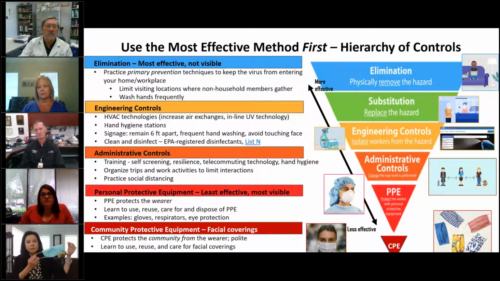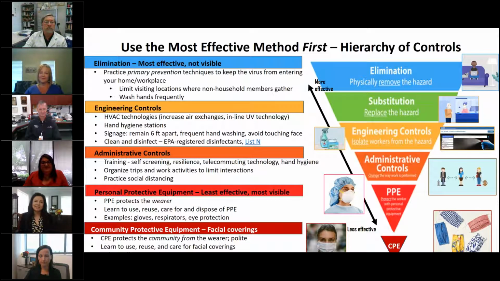But have your employees understand how to use, reuse, and care for facial coverings. And I'll add very quickly that you should only touch it by the straps. You don't ever want to touch the inside because that goes up against your face. And I think I went over 2 minutes, but I welcome questions later on. Thank you.